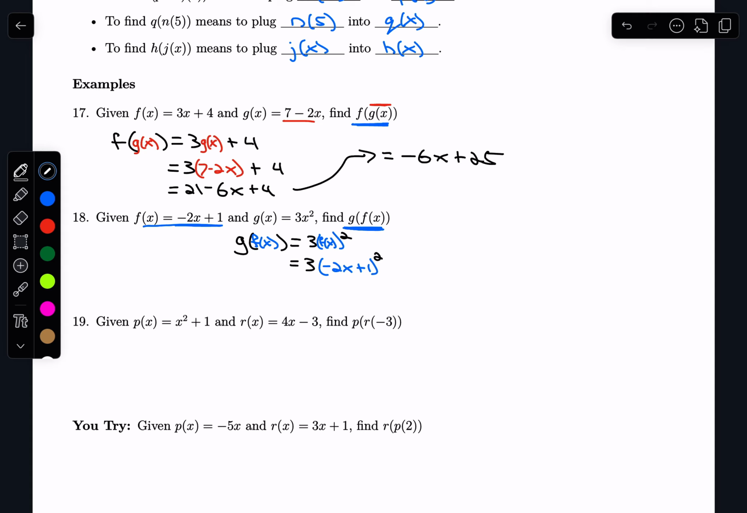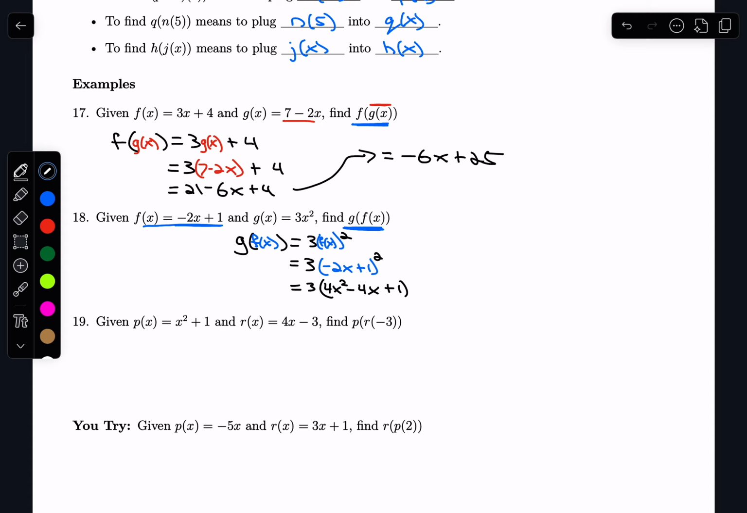Now we have to do a little bit of squaring here, which is a little bit of work. So when we square negative 2x plus 1, the way you do this is you square the first term. So negative 2x, if you square that whole thing, is 4x squared. You multiply the first term and the second term. So negative 2x times 1 is just negative 2x, but then you multiply it by 2. So negative 4x. Then you square the last term. 1 squared is just 1.